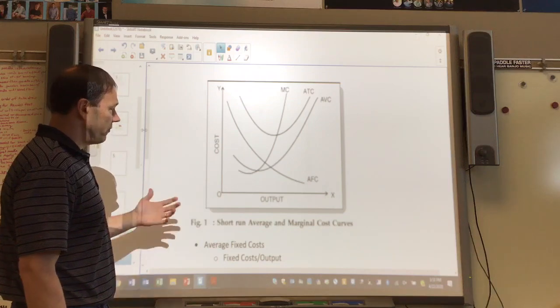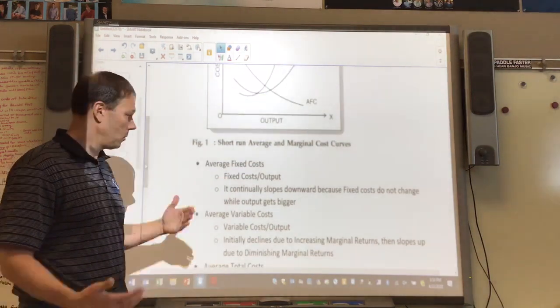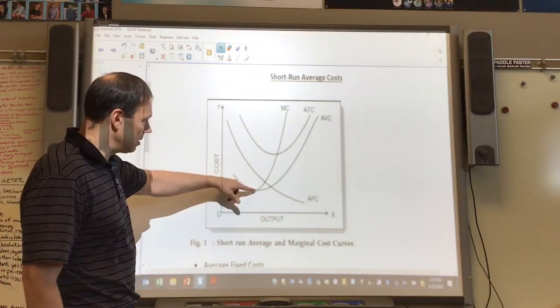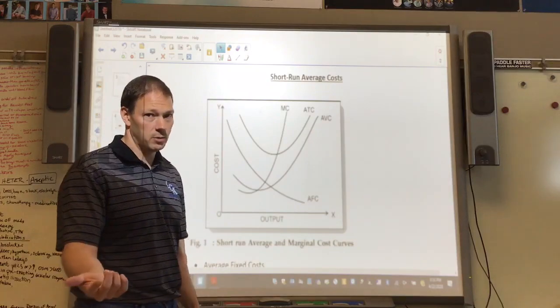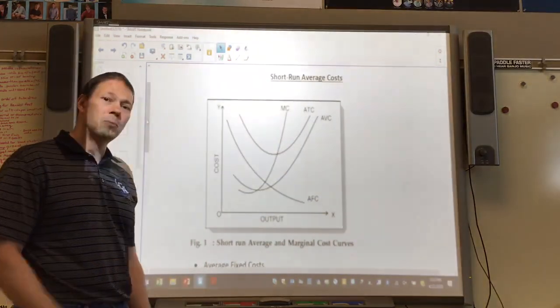Average variable cost, you figure that out by doing variable cost divided by your output, okay? And again, if you notice, your average variable cost curve initially declines. That's because you're getting your increasing marginal returns in that phase. And then it starts going up, and that's where you get your diminishing, okay?